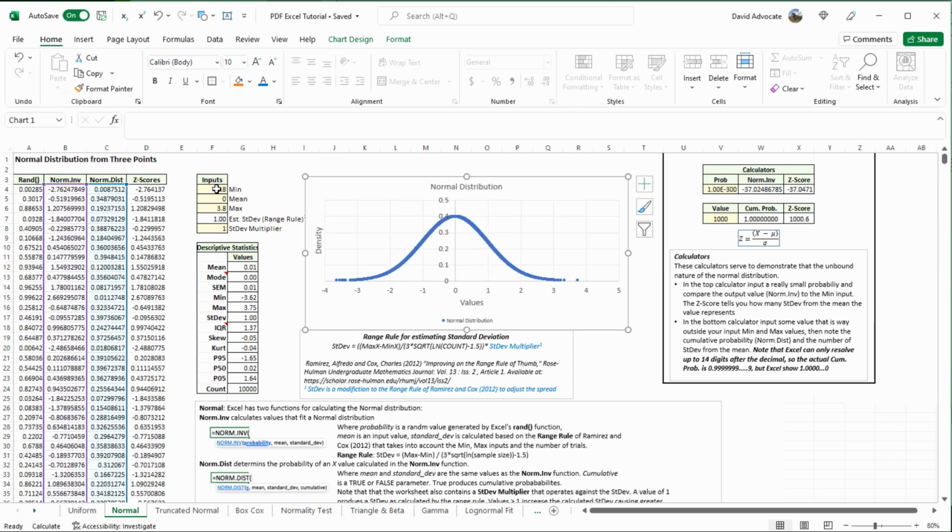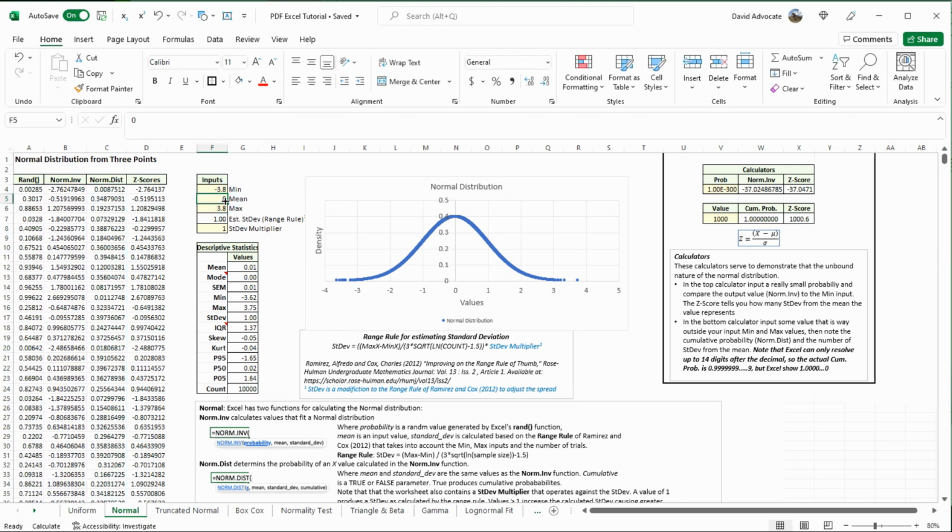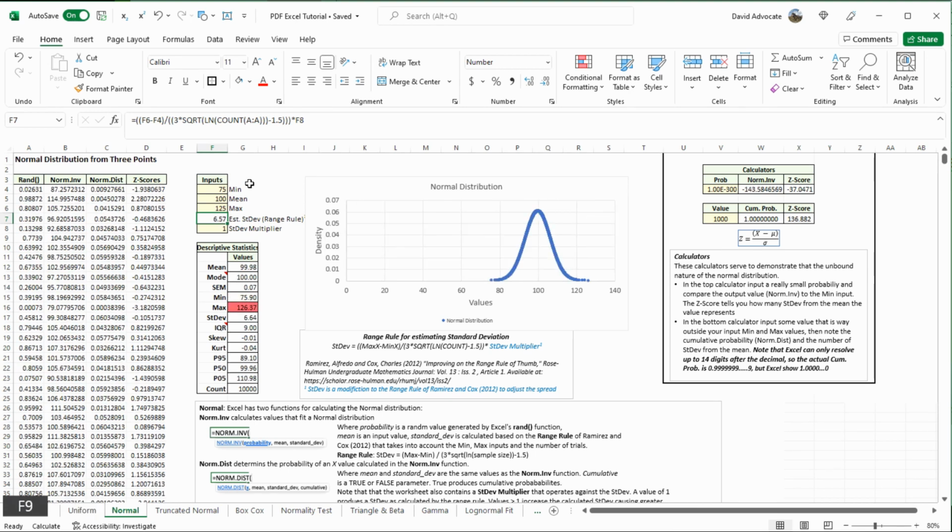And let's say that we believe that the mean weight for teenage boys is 100 pounds. And let's say that we think they can be as light as 75 but weigh as much as 125. So those are some symmetrical inputs. I'm going to hit Shift F9 and recalculate everything. And I get the normal distribution.